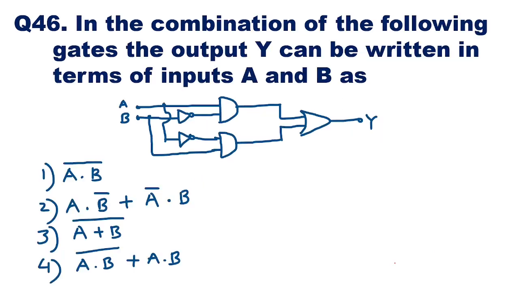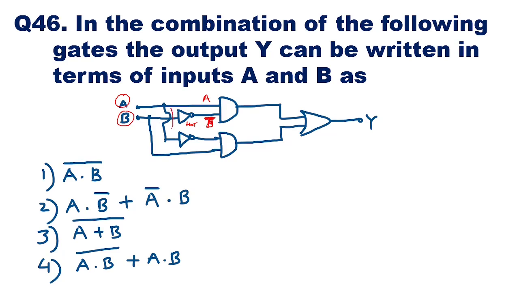Then we'll go to the next question, question number 46. In a combination of the following gates, the output Y can be written in terms of inputs A and B as what? So if you see this circuit, these are the two inputs A and B. So here A is coming as it is, and here because of this NOT gate, the input A will become A bar. Even here if you see, the input B will become B bar.